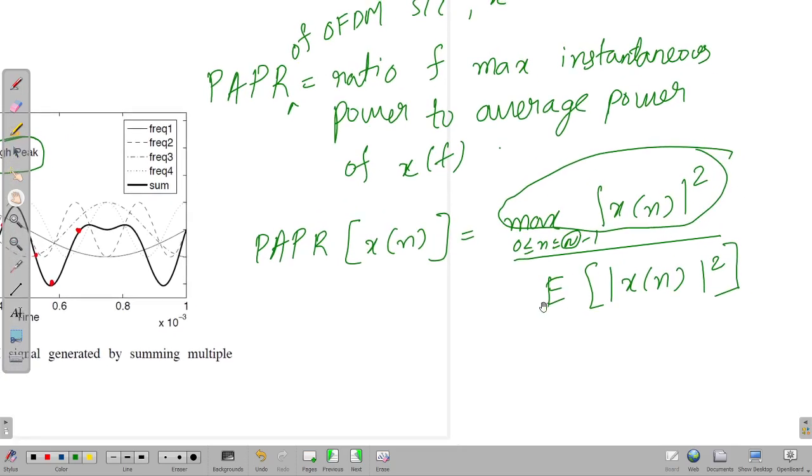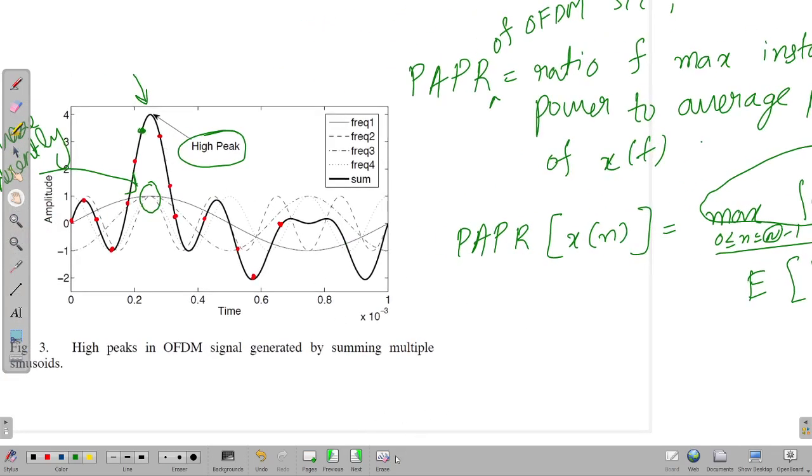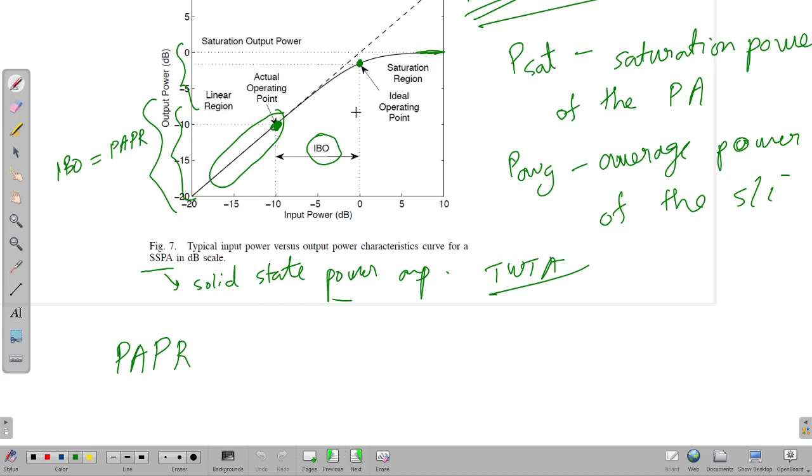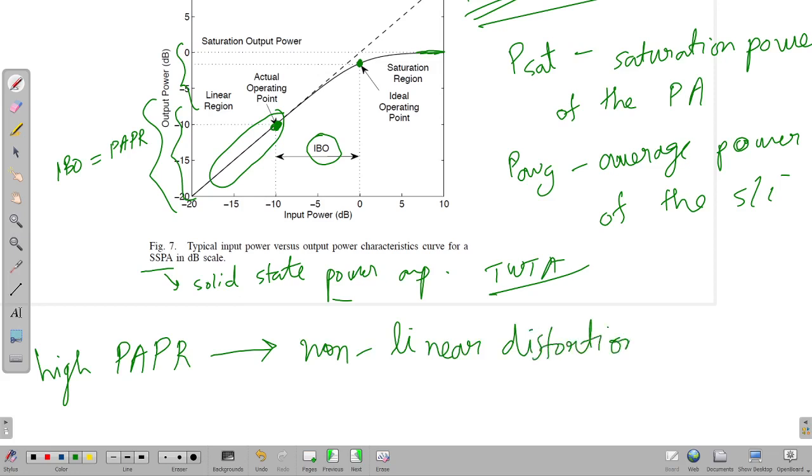And when you have high peaks like this, what happens is the output of power amplifier goes to non-linear region of operation, and that results in the high PAPR results in nonlinear distortions and spectral spreading or spectral widening.